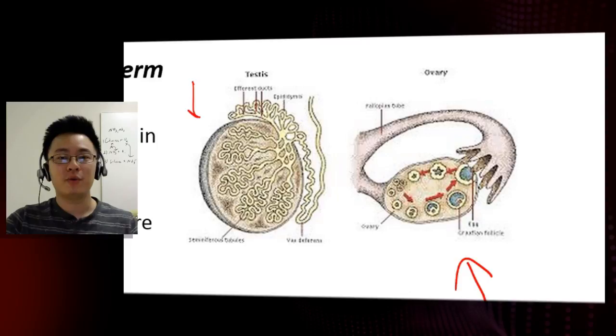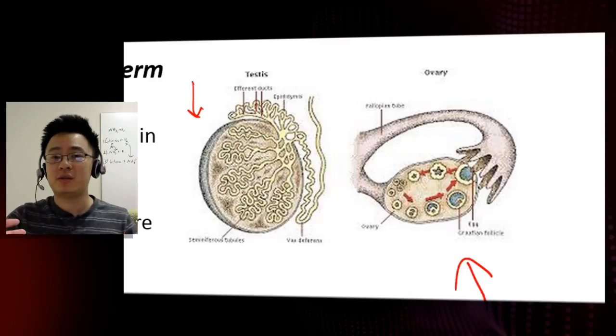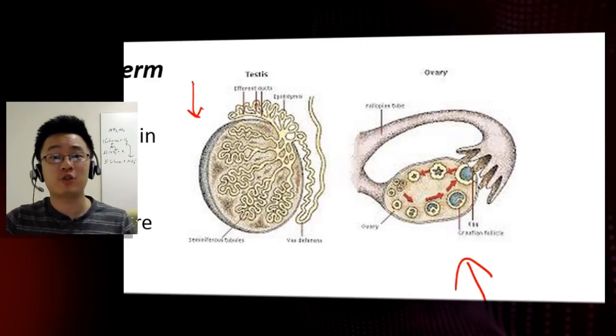Now, just something for you to know, the ovaries are located internally, inside of the female body, versus the testicles, which are located externally, outside. In men, for humans, the testicles are located outside of the body in a sac-like structure known as the scrotum. We'll talk more about that in a little bit.